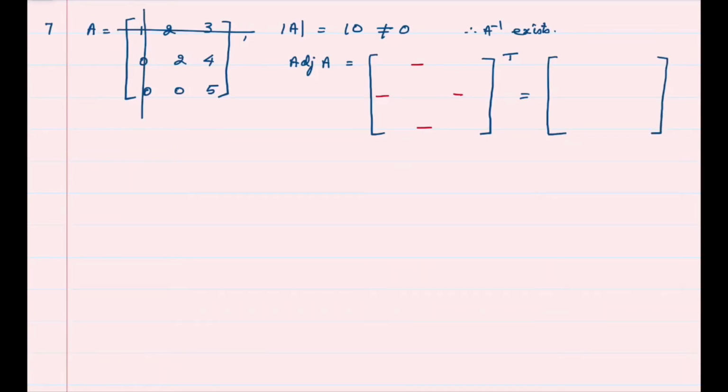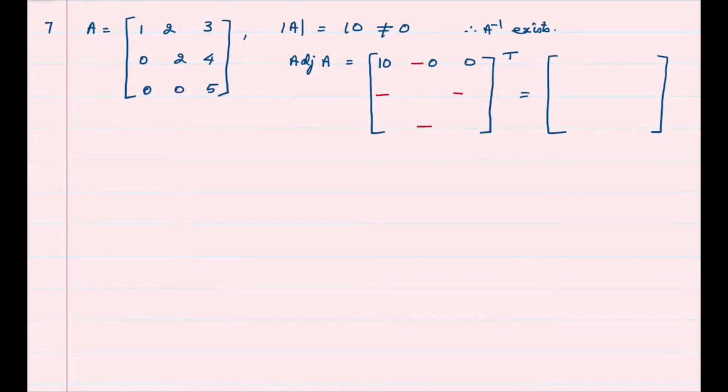Cofactor of 1: 10 minus 0, which is 10. Cofactor of 2: 0 minus 0, 0. Cofactor of 3: 0 minus 0, 0. Cofactor of 0: 10 minus 0, 10. But this gets a negative sign, so minus 10. Cofactor of 2: 5 minus 0, 5.